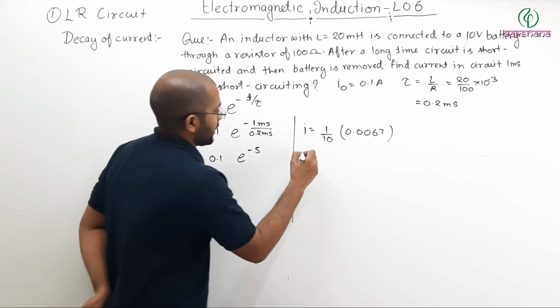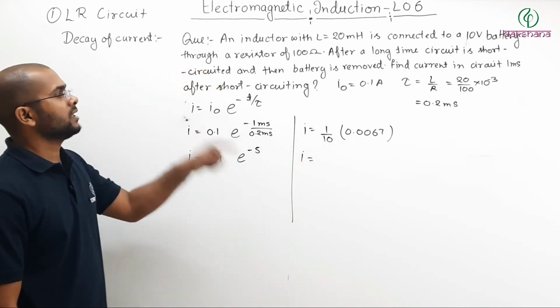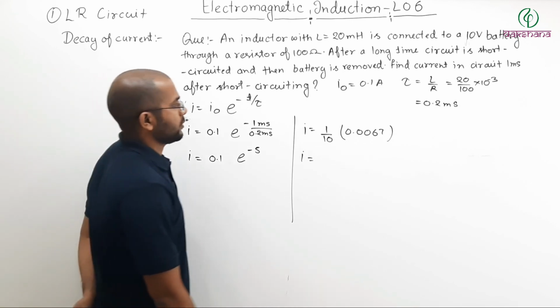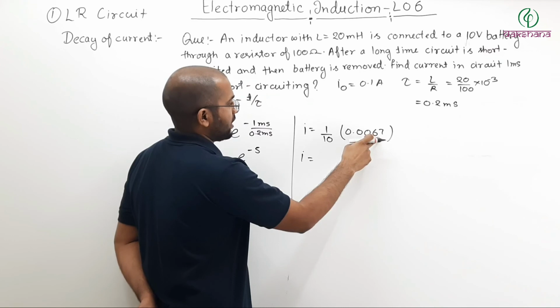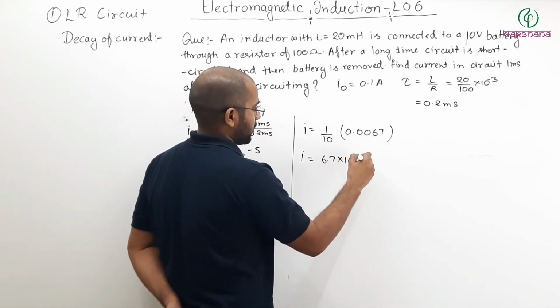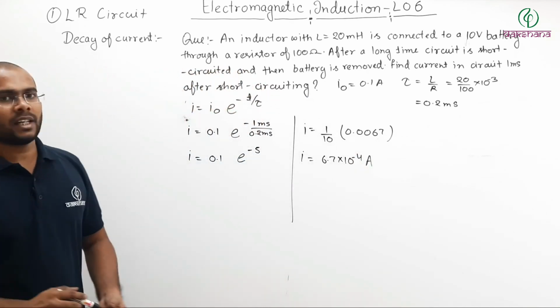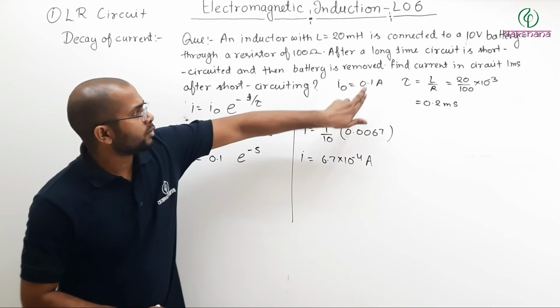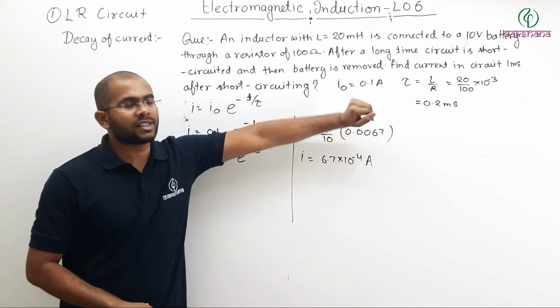So that current I, 1 millisecond after the short circuiting, is how much? 6.7 into 10 to the power minus 3 divided by 10. So 6.7 into 10 to the power minus 4 ampere. So what is the initial current? 0.1 ampere. What is the current after 1 millisecond?